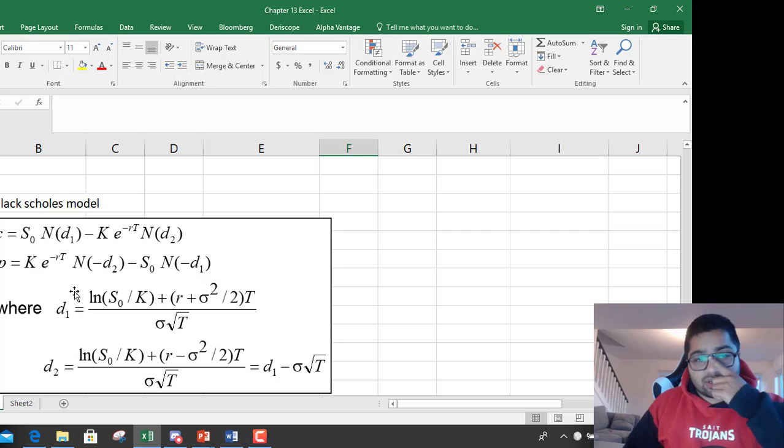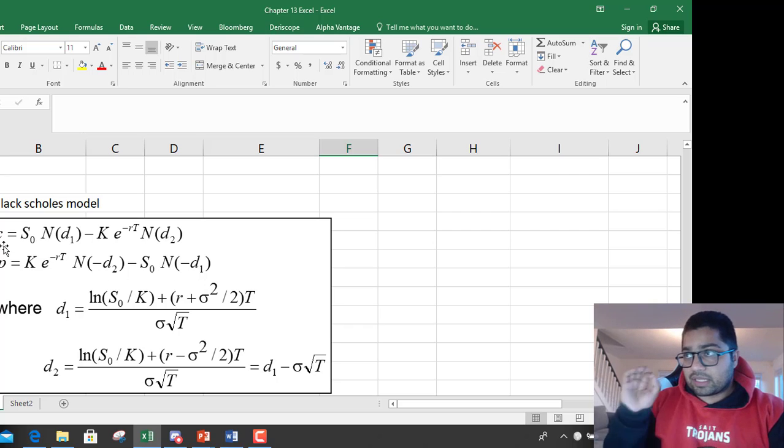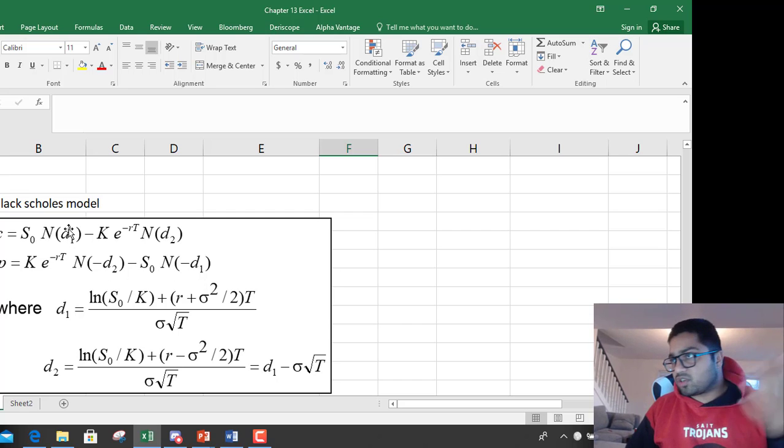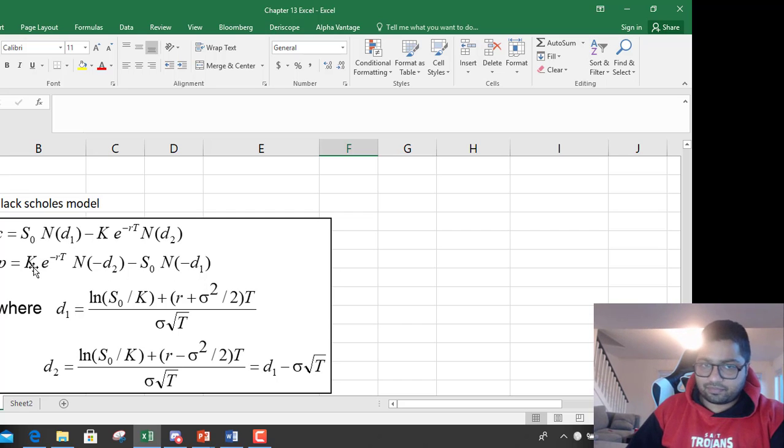So what is Black-Scholes Merton model? Call option price: please pay attention. Call option price is S0, stock price right now, times N(D1), which is probability of stocks, right? Minus K, the exercise price of the option, e to the power minus R T, where R is risk-free rate, T is time, times N(D2). N(D2) is probability of exercising. N(D1) is probability of stock prices changing.